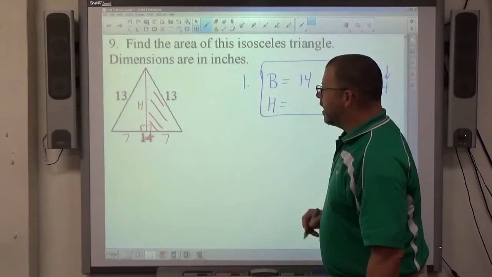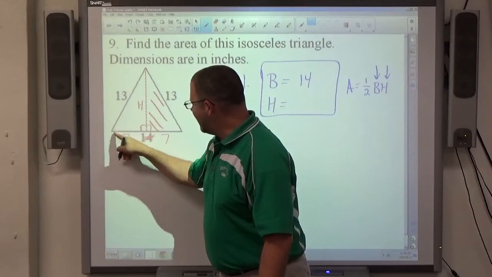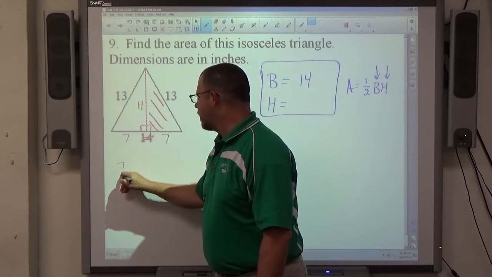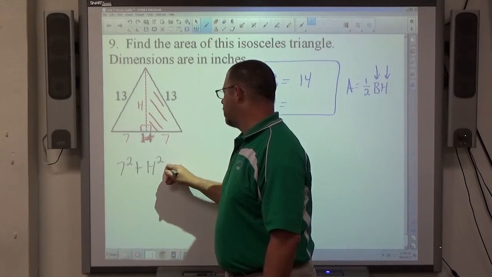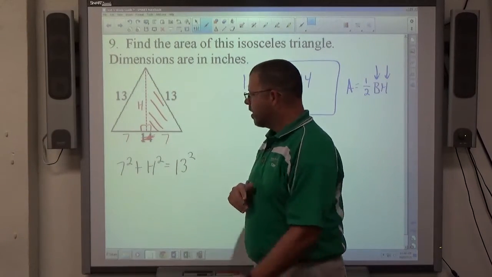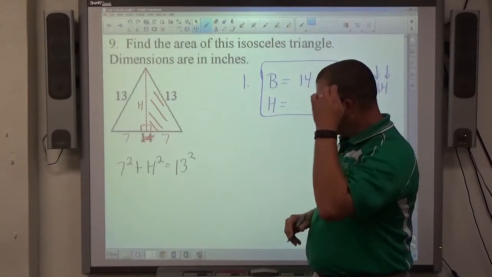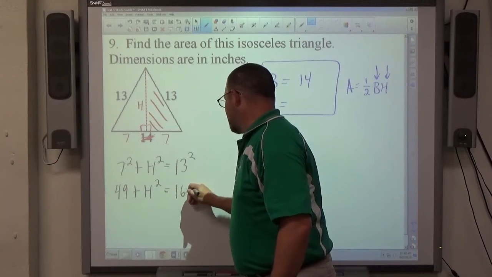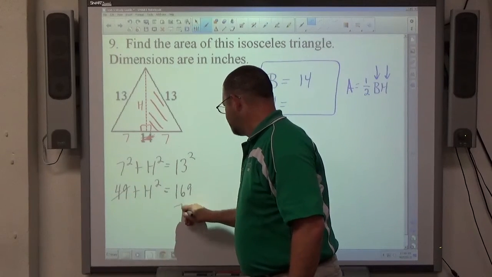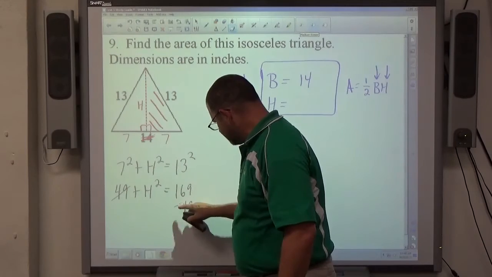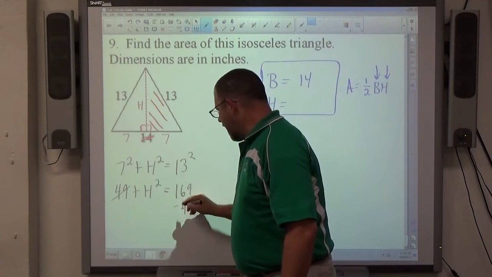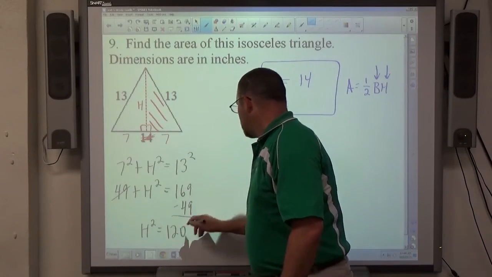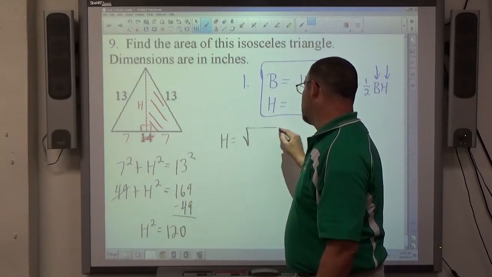All I got to do to find out what h is, Pythagorean Theorem. I know a leg, I know a hypotenuse, I'm looking for the other leg. So if I do leg squared plus leg squared equals hypotenuse squared, it creates a nice little Pythagorean Theorem equation. 49 plus h squared is equal to 169. Move the 49 to the other side. Subtracting it because I had to move it across the equal sign. That gives me h squared is equal to 120. Which means, therefore, h is going to equal the square root of 120.